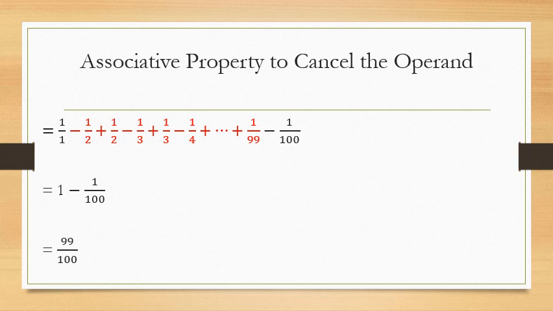Now, if you remove all the brackets, we can see that most of the fractions can cancel each other out. For example, minus 1 over 2 plus 1 over 2 equals 0. Minus 1 over 3 plus 1 over 3 equals 0. And so on and so forth until only two fractions remain, 1 over 1 and minus 1 over 100. If you subtract 1 over 100 from 1, you get 99 out of 100.